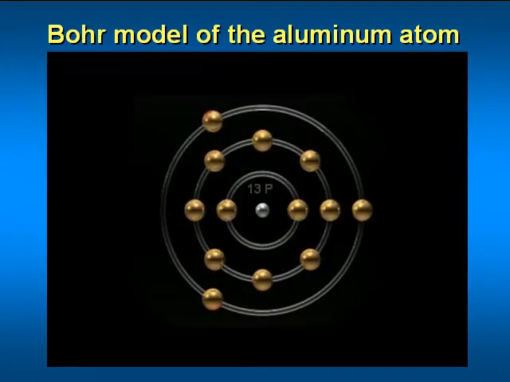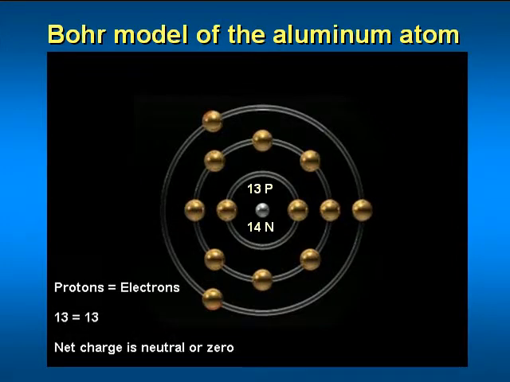In the aluminum atom presented here, 13 negatively charged electrons are represented as being in shells or energy levels in orbit around the nucleus. Each shell for a particular atom has a number of electrons in it. The nucleus contains 13 positively charged protons and 14 neutrons, which have no charge.